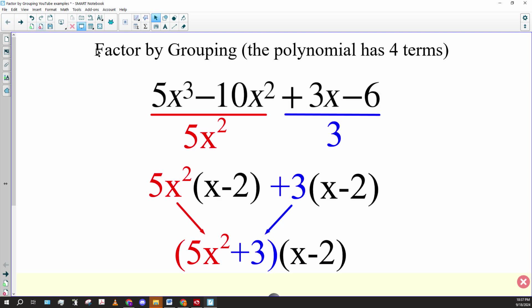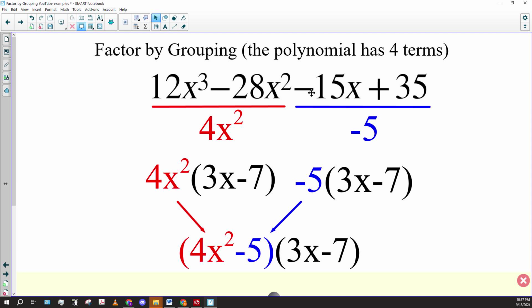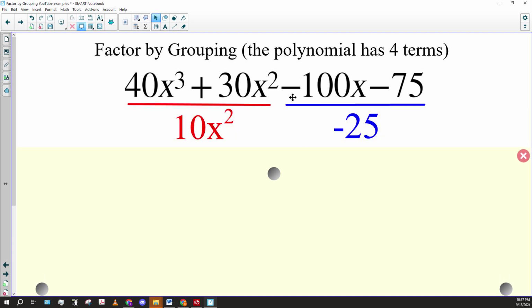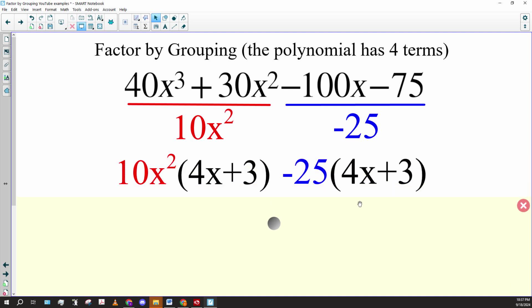Now I'd like to call your attention to problem number 1. The third term was positive, and so I pulled out a positive GCF. On this second one, the third term was negative, so I pulled out a negative GCF. On this one, what would I pull out of these two terms here, a positive or negative? The correct answer is negative because the third term is negative. So these two have a 10, x squared, and these two have a negative 25. So when you do your math, you end up with this.